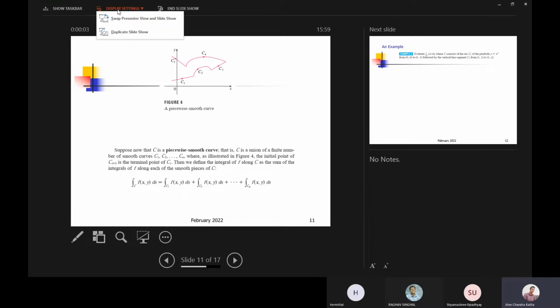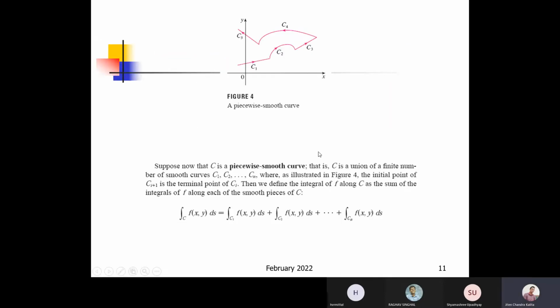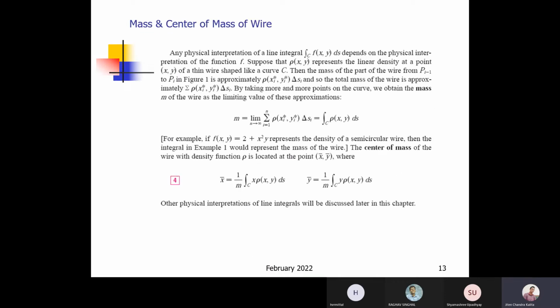slides regarding the application of your line integral. So this we have already done. See this one: mass and center of mass of a wire. You know that density is nothing but mass per unit volume. If you integrate the density as a volume integral, you should get the mass.